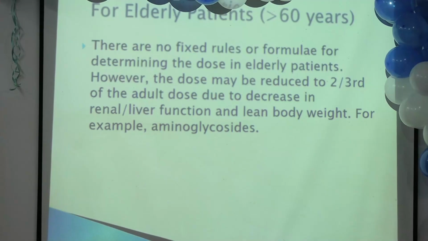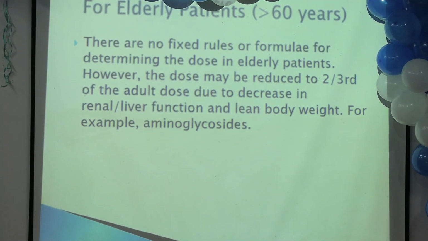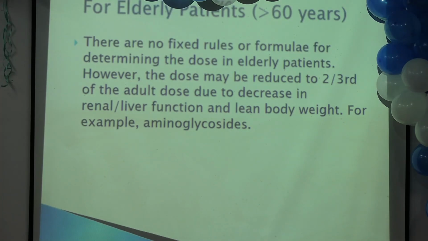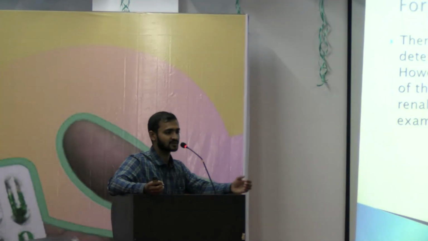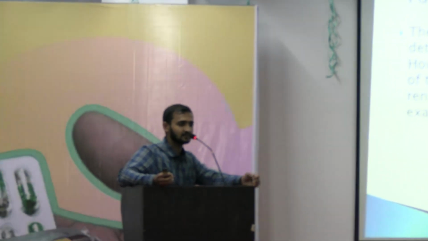For elderly patients more than 60 years, there is no fixed formula or rule for this age group. We simply reduce the adult dose to 2/3 of the dose. Why do we do that? Because with age, the functioning of the liver and kidneys deteriorates, and there is wasting of muscle mass, so they also have less weight. So we just reduce the dose to 2/3.